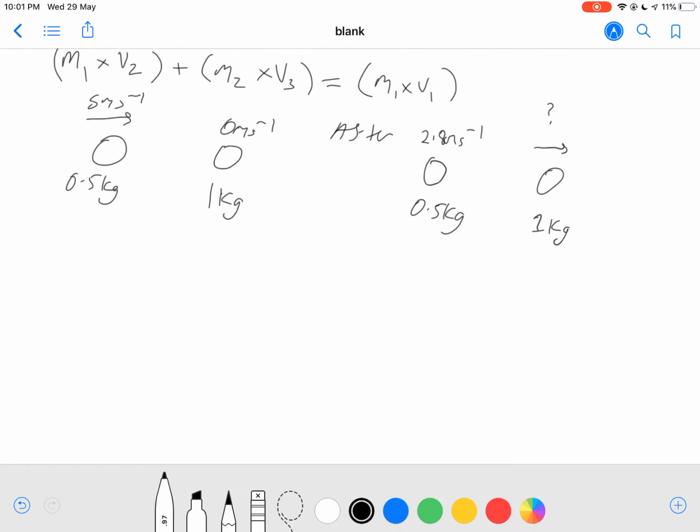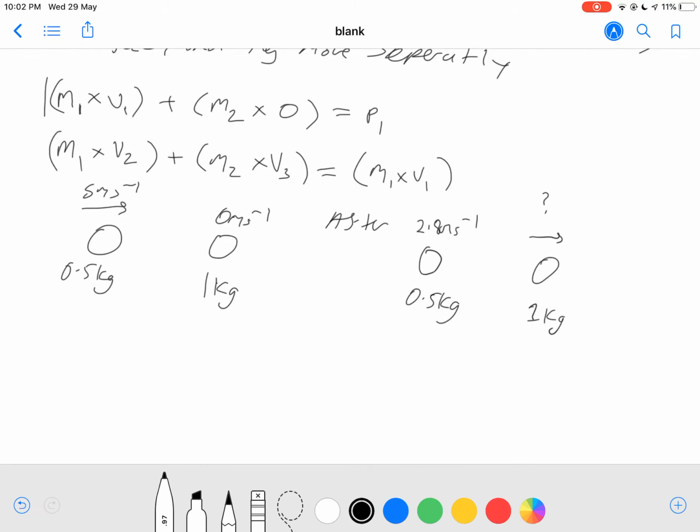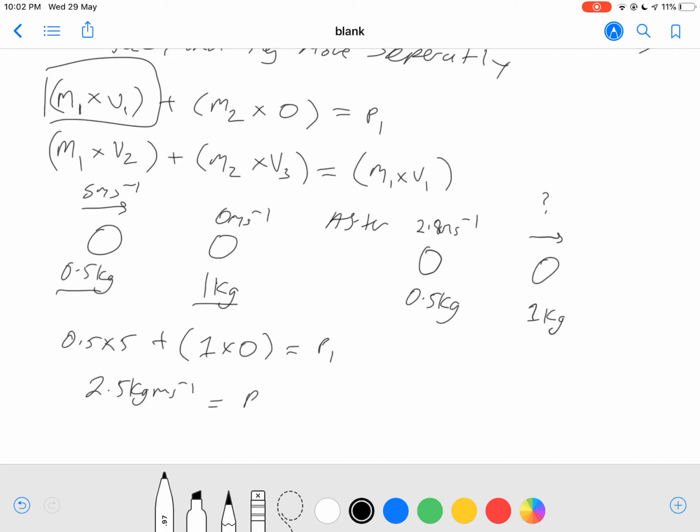For this example, we're going to substitute into this equation m1 times v1, so that's 0.5 times 5, plus the mass of the stationary ball, 1 times 0, and that equals the initial momentum. Because 1 times 0 is still 0, we can just do 0.5 times 5, and that gives us 2.5 kg m/s for the initial momentum. Now we say initial momentum is equal to final momentum.